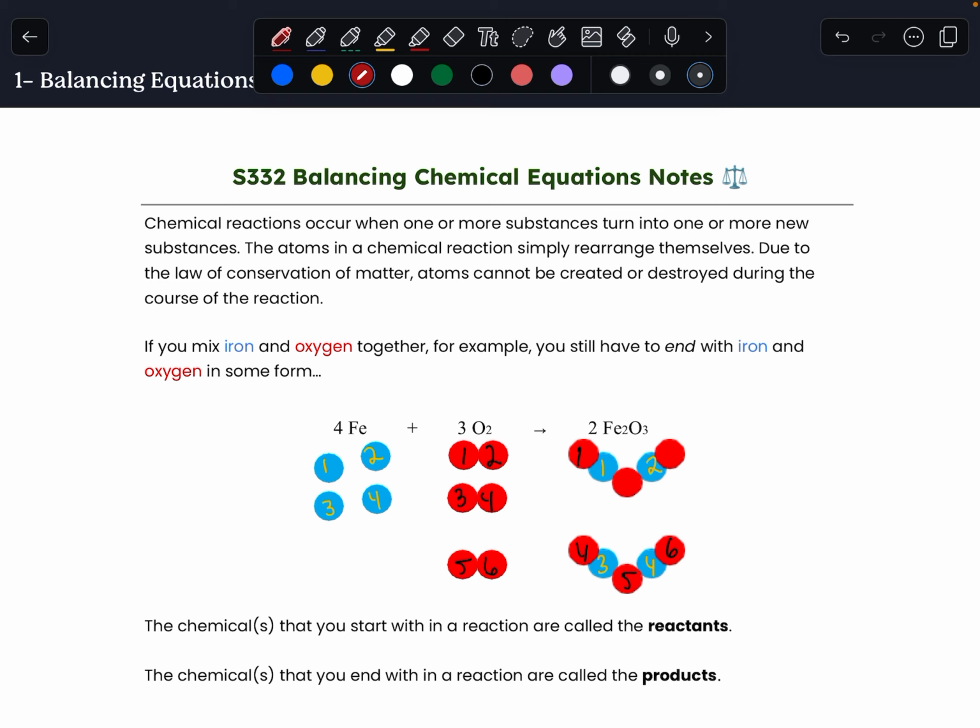And so when we look at balancing chemical equations or reactions, the first thing we need to know is what is a chemical reaction? What a chemical reaction is, as a reminder, is when you take one or more substances and turn them into something new. That could be one or two new substances, depending on the reaction. But as you're doing that, you have to follow something called the law of conservation of matter, which says you cannot create or destroy atoms.